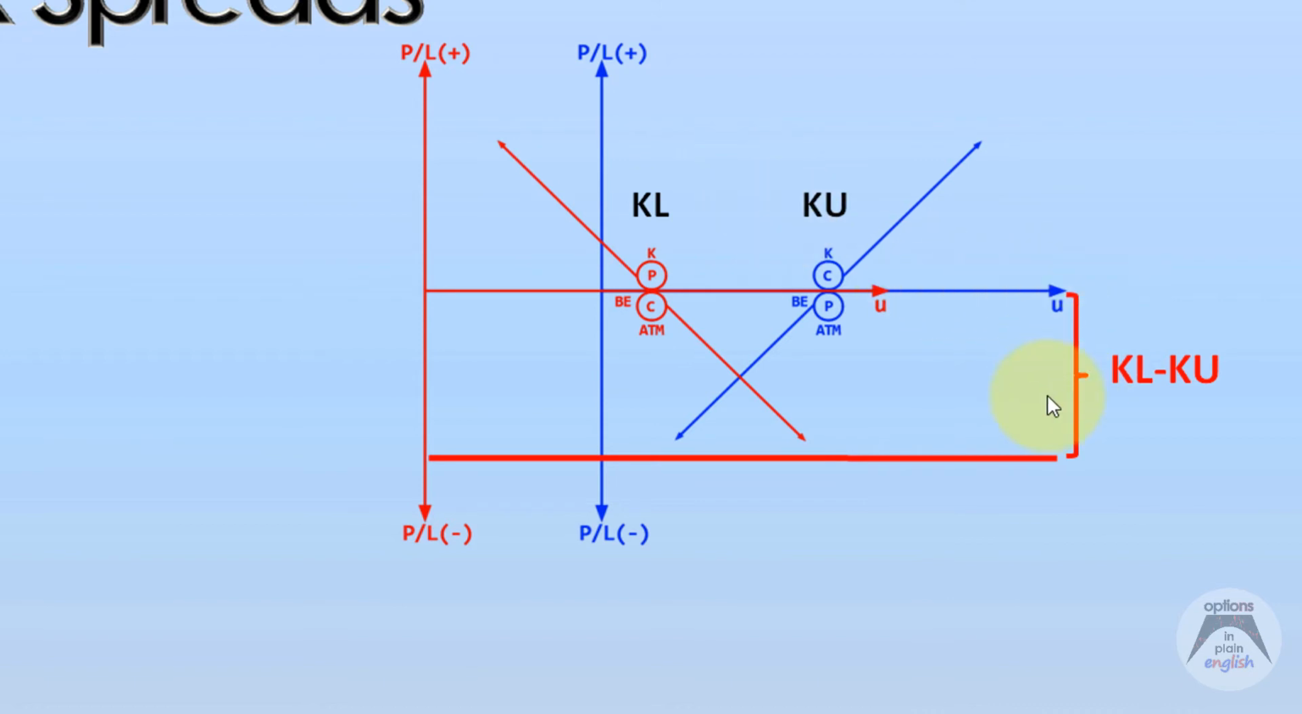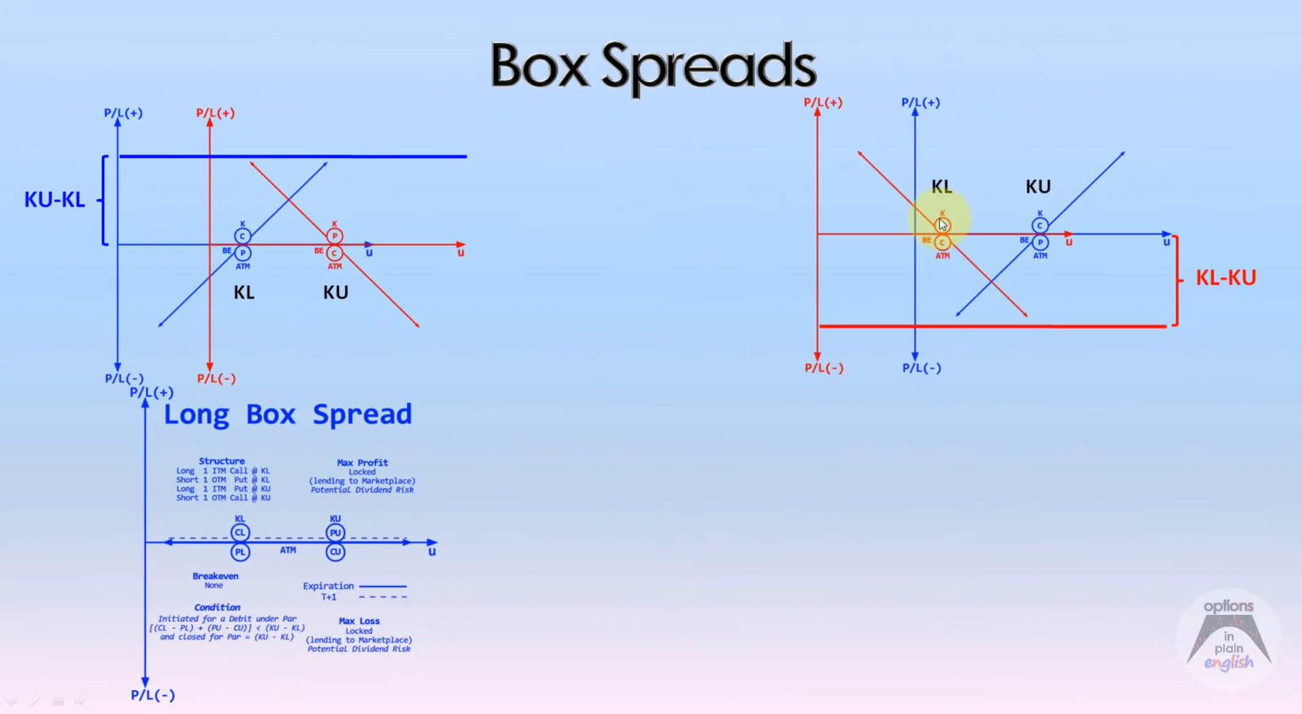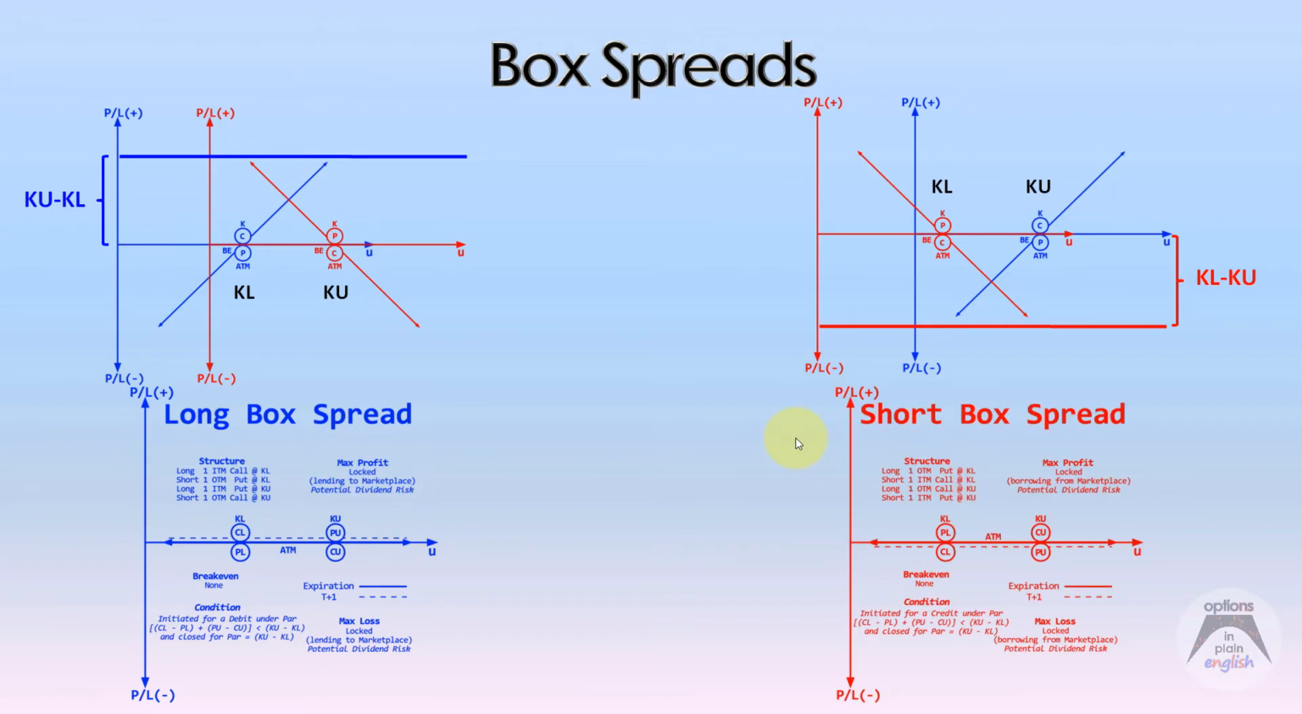So it's going to be a negative value, meaning that it's not something that has value and you can buy. It's something that has negative value. So if you buy it, you actually get the money. So you can initiate this position for a credit, and then you need to close it for a debit, and the debit at expiration is going to be KL minus KU, so the difference between strike prices. Okay, so it's the mirror image of a long box spread. In this case, this position is called a short box spread.